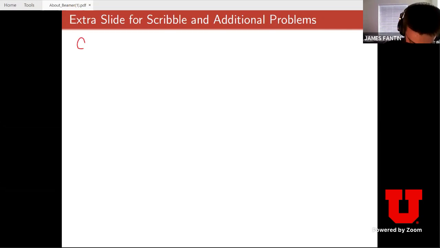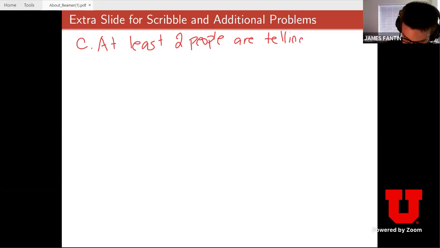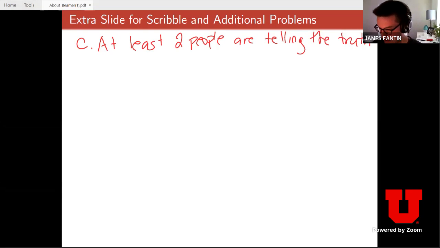So for C, we had at least 2 people are telling the truth. And then just in the interest of time, I'll just kind of go through this one because I think we're done at 1:45. So I'll just go over how we could get this one done. We want at least 2 people to be telling the truth. So we could have the case that either A and B are truthful, A and C are truthful, B and C are truthful, or all 3 of them are truthful.